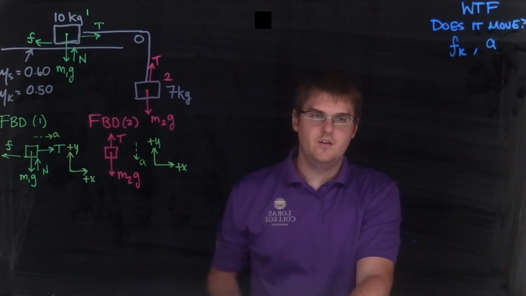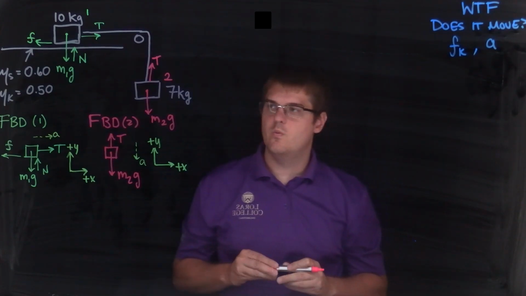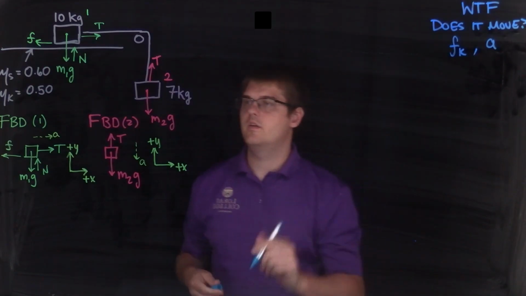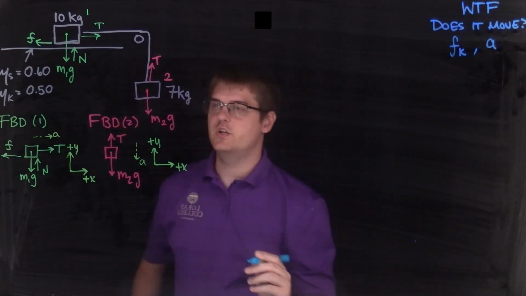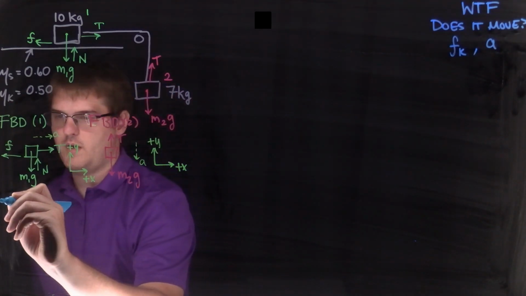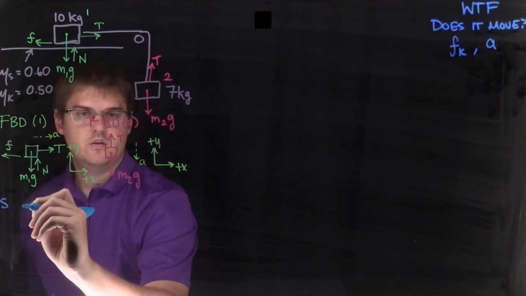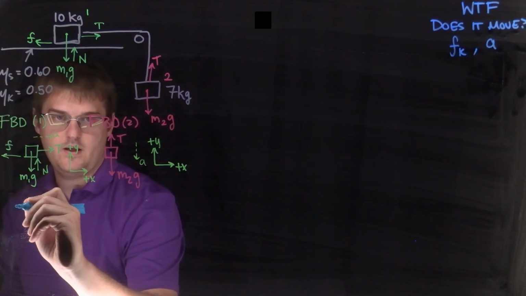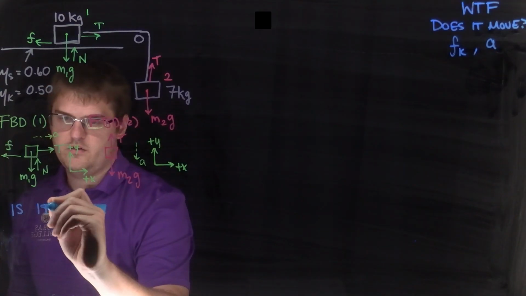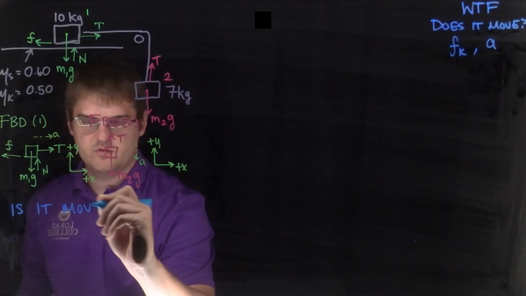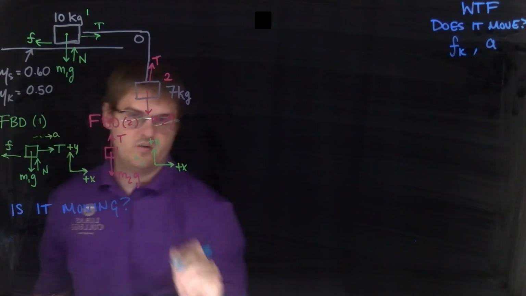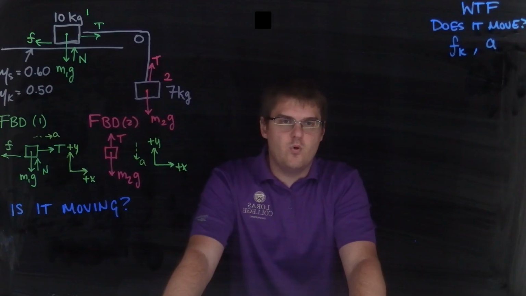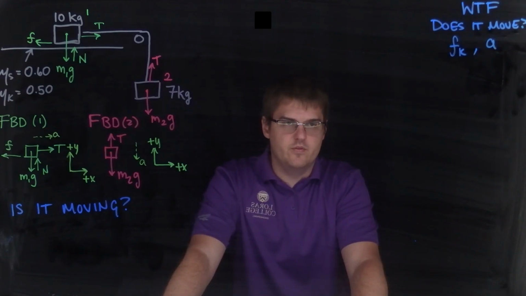Okay, let's start with our first condition, and I'm going to get a different color out here. My first condition, I have my "is it moving" condition. This condition is right before the block physically starts moving.